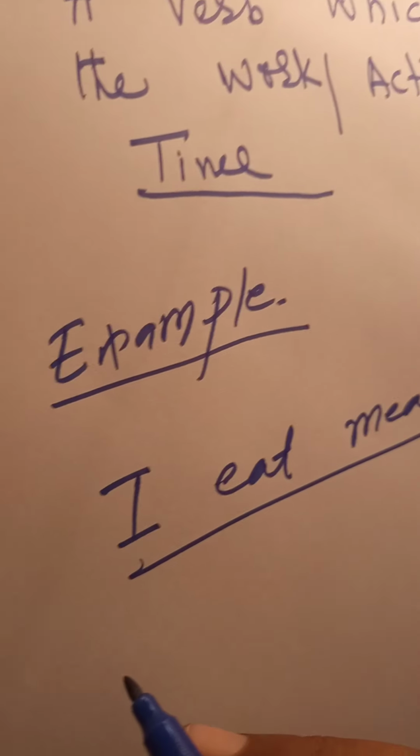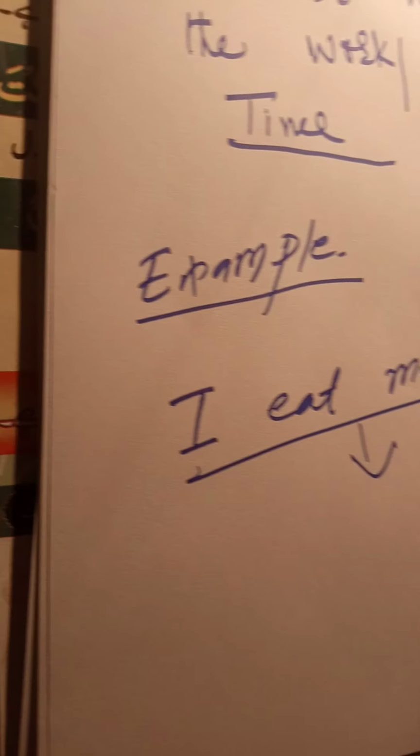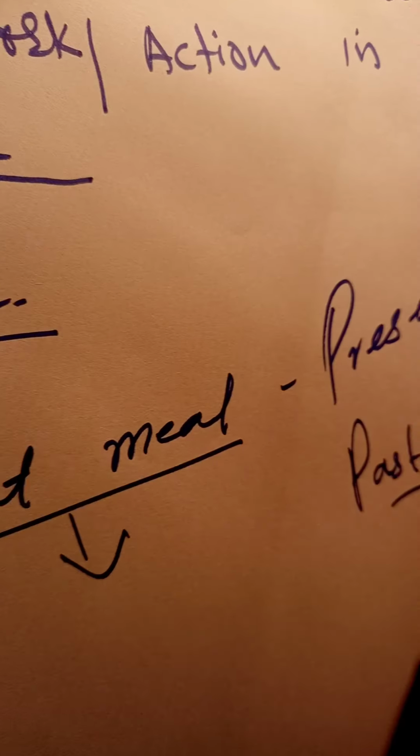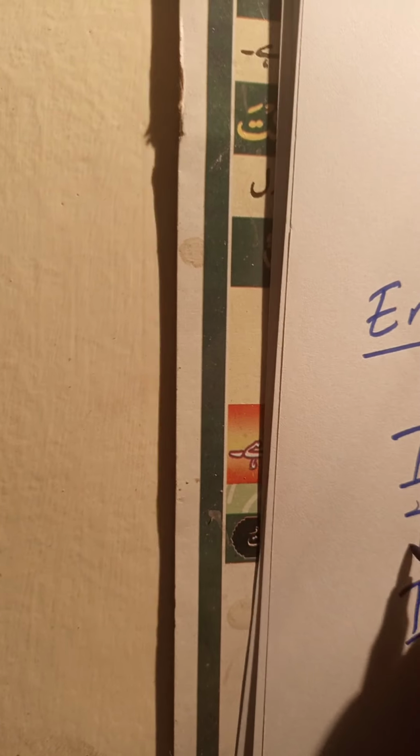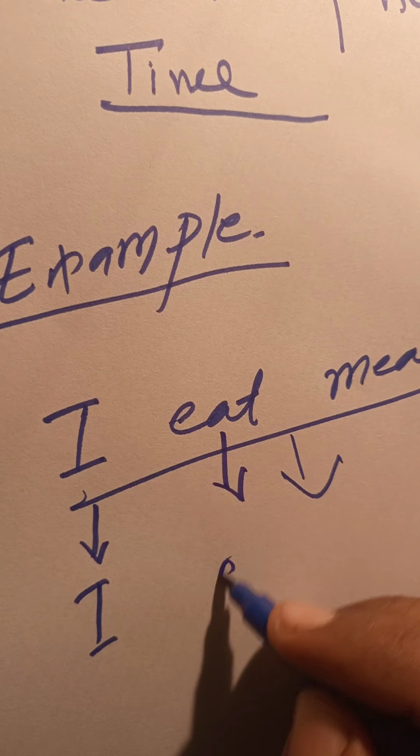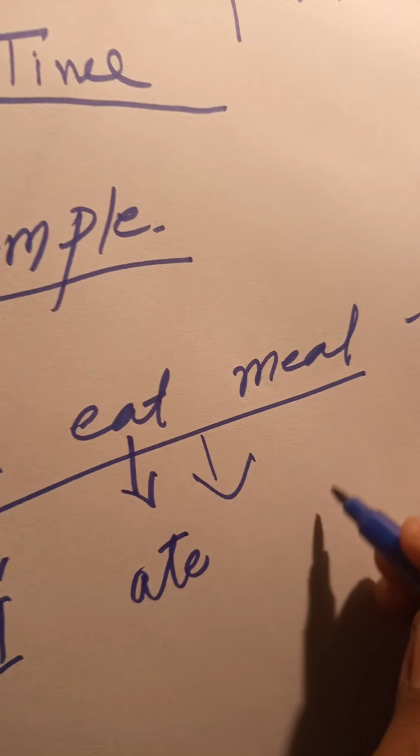How to make past tense? There are three forms of verb: first, second, third. Now we will make present into past. The sentence is I, same. For past tense we use the second form, ate, meal, same.